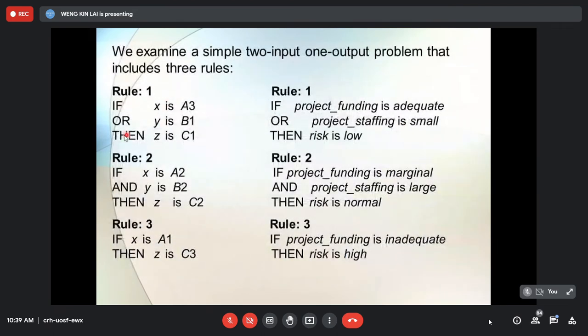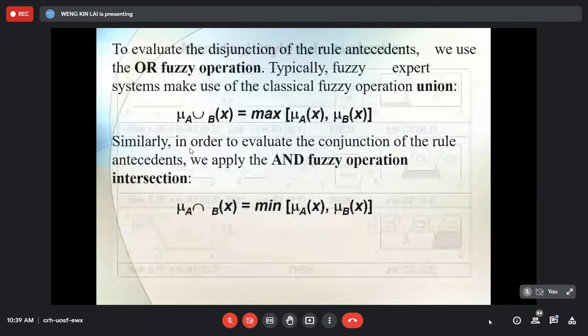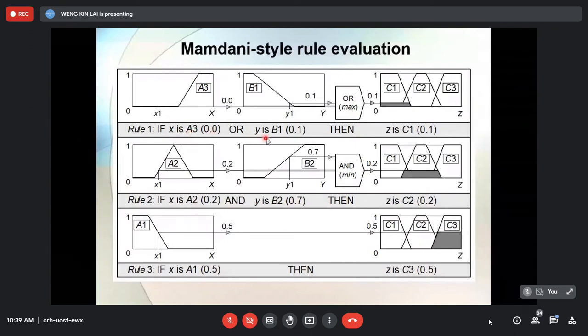If x is A3, y is B1, and z is C1. A3, B1, C1. This part here is your antecedent, and they are connected or related with your disjoint function, which is your union, fuzzy union.